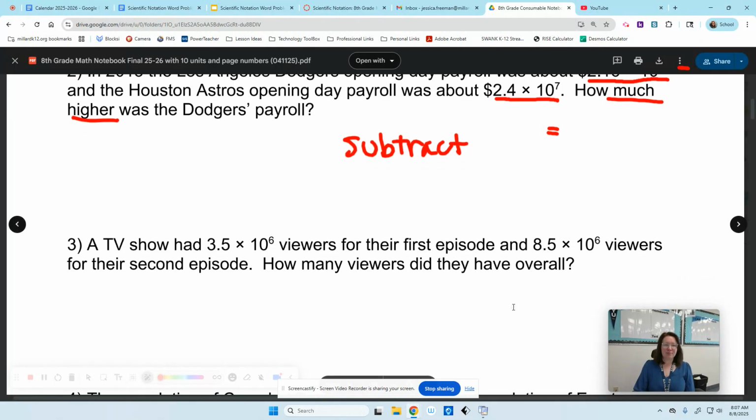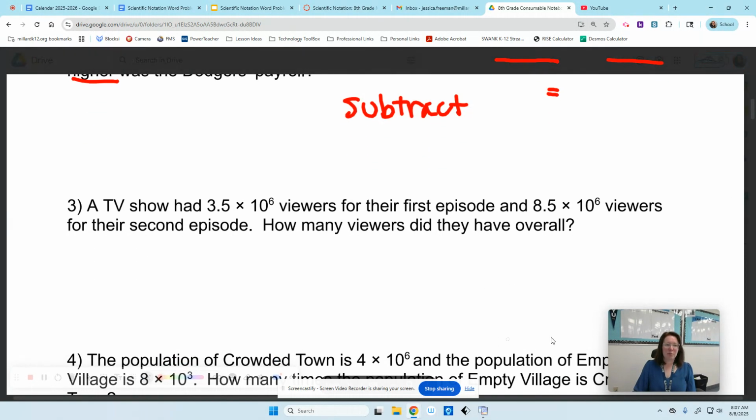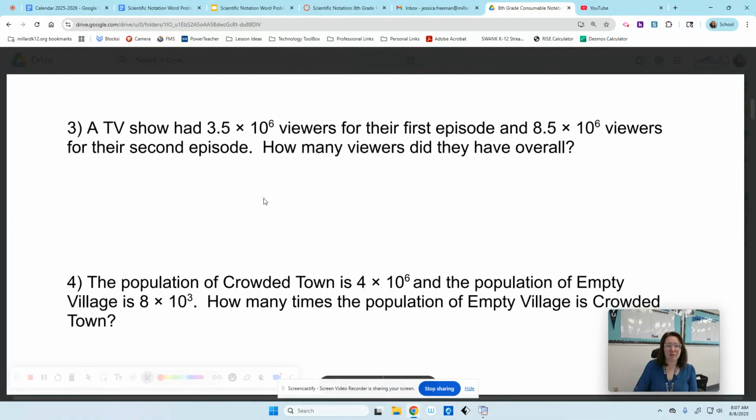Okay. A TV show had 3.5 times 10 to the 6th viewers for their first episode. Woo, that's a lot of people to watch the first episode. And even more viewers for their second episode. How many viewers did they have overall? That means we care about episode 1 and episode 2 put together. Combining it means add.